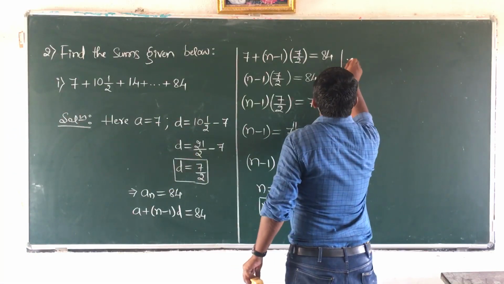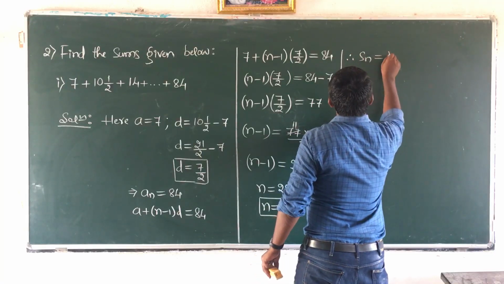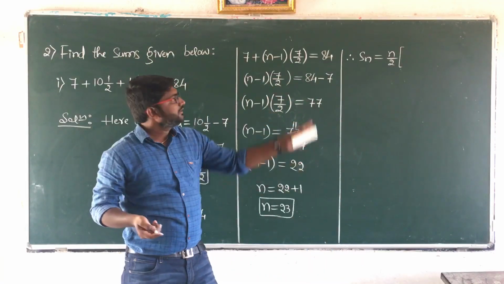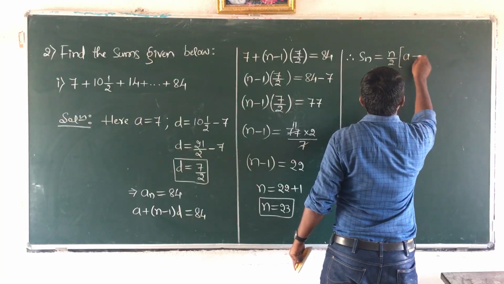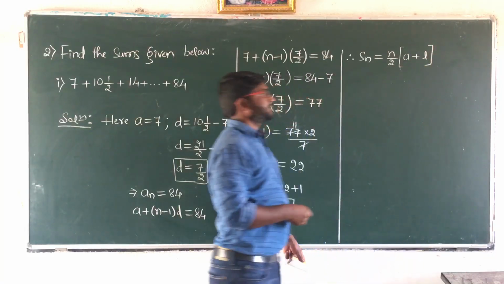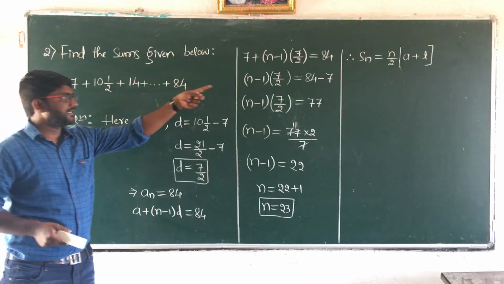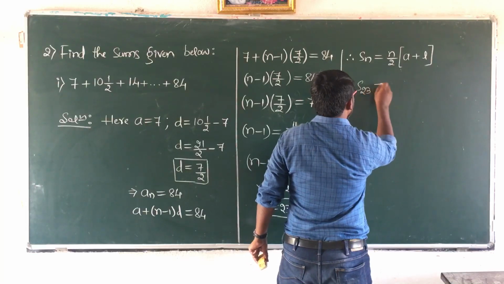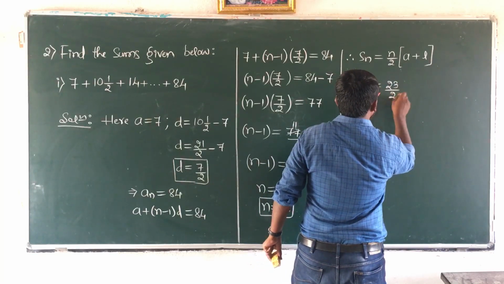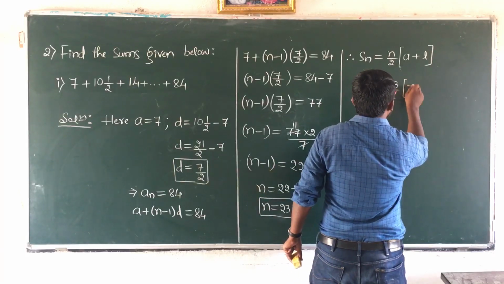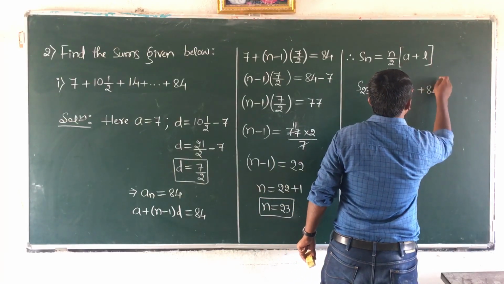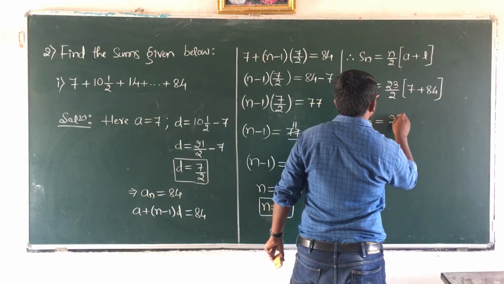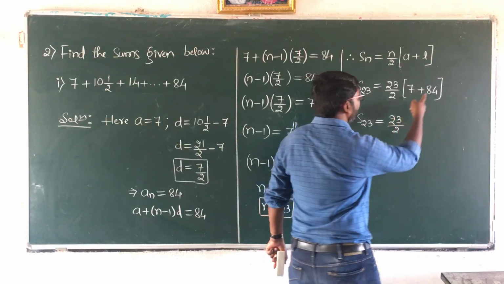Therefore, S23 is equal to n by 2. So instead of using 2a plus n minus 1 into d, I am going to use a plus l, n by 2 times a plus l, because he has given the last term. That is why I am using a plus l. So S23 is equal to 23 divided by 2, inside the bracket it is 7 plus 84. 7 plus 84.